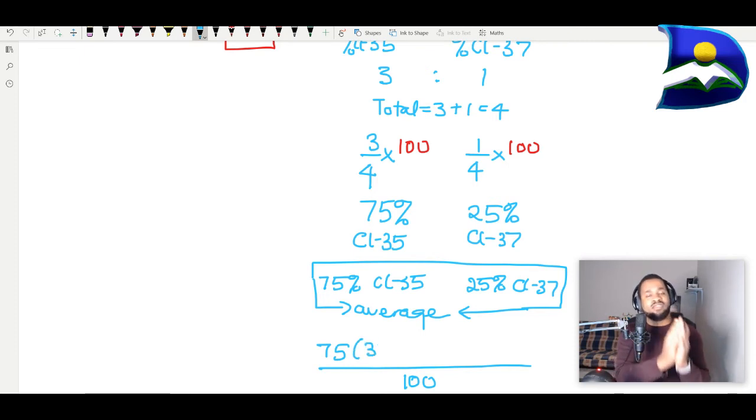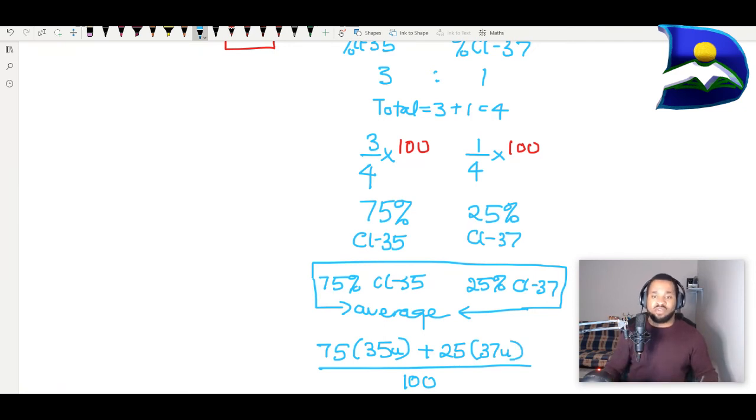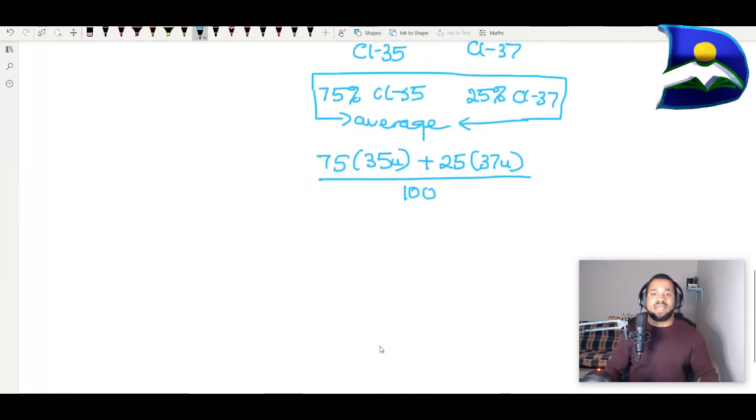So it means 75% of those particles have a weight that is 35. In this case, we're going to measure it in U, because we're going to represent our weight as U. And then this will be plus 25% of those particles will have a weight that is 37 U. So once you have this taken care of, we can then go to the next step.